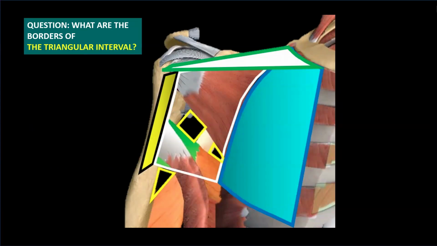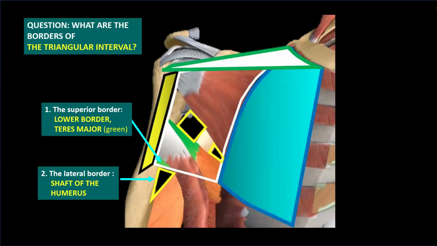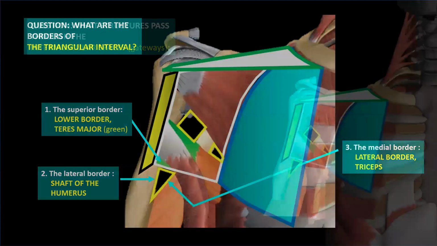Question: what are the borders of the triangular interval? 1. The superior border, formed by the lower border of the teres major. 2. The lateral border, formed by the shaft of the humerus. 3. The medial border, formed by the lateral border of the triceps.